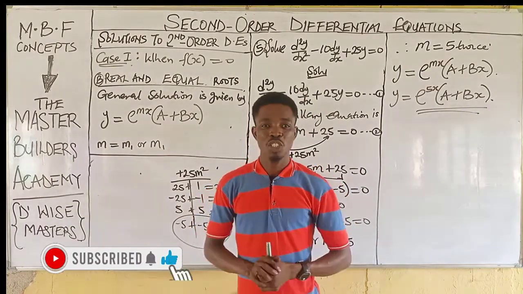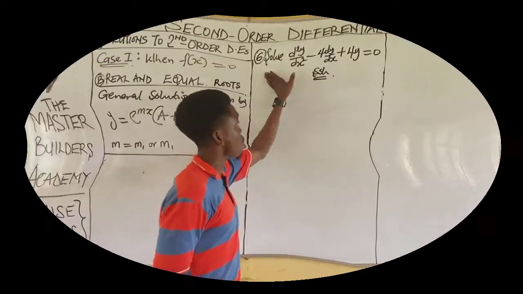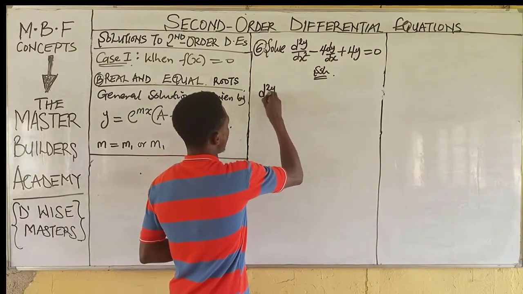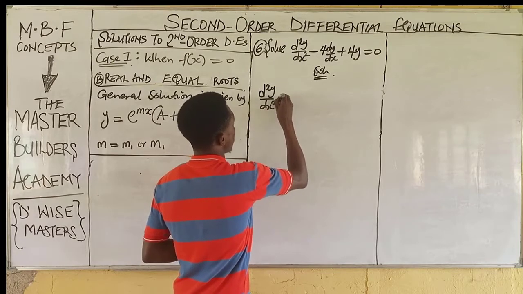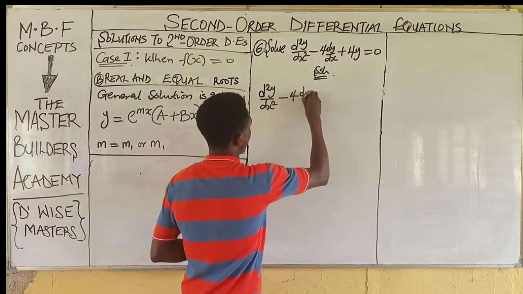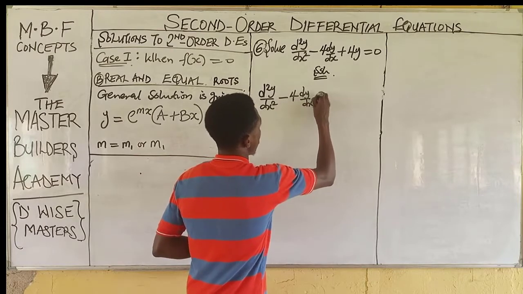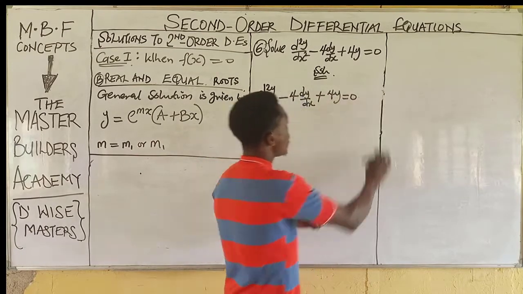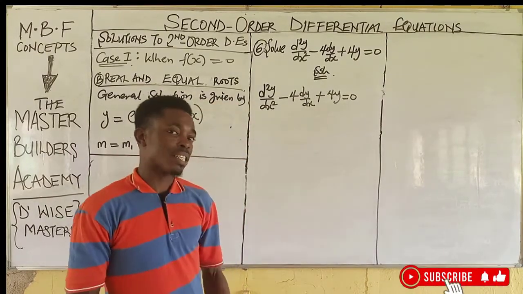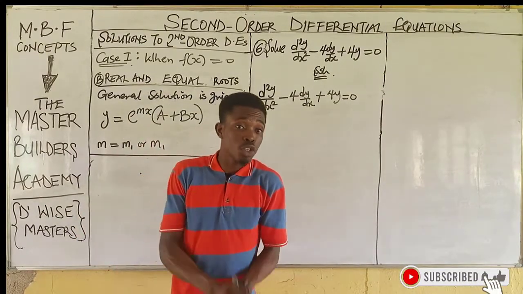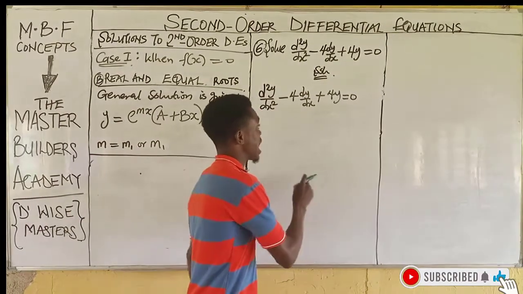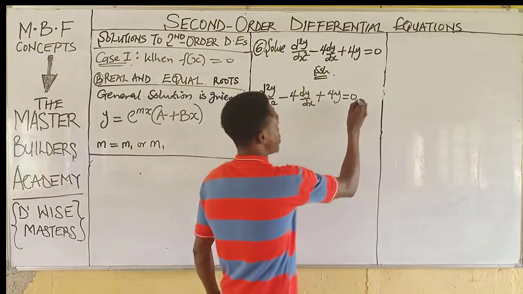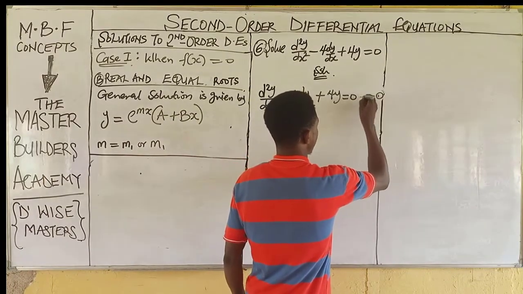Let's look at question number 6, which we have on the board. We are asked to solve d squared y over dx squared minus 4 dy over dx plus 4y is equal to 0. Now, when we look at this equation, the right hand side of the equation is already equated to 0, which happens to be case 1. And anytime a second order differential equation is equated to 0, we can term that equation as equation 1.